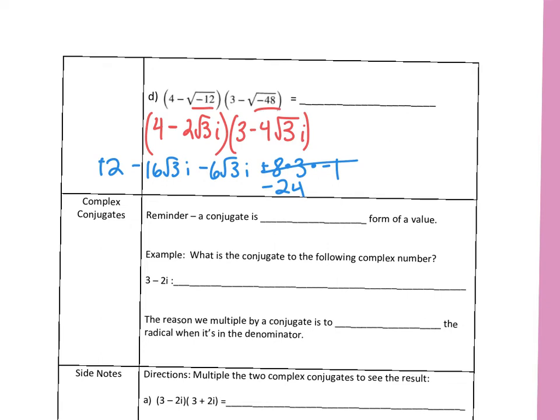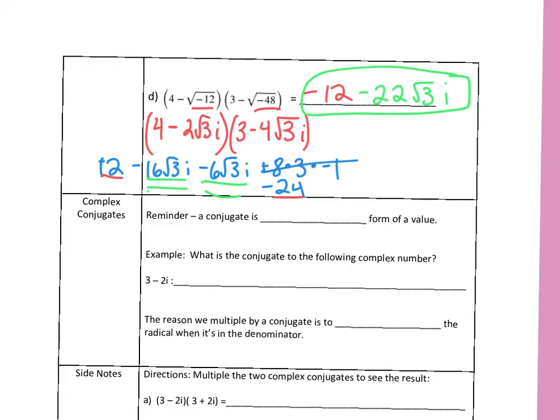Now I'm going to combine my like terms. So positive 12 minus 24 is negative 12. I was thinking ahead. Okay. And then negative 16 square root of 3i minus 6 square root of 3i. Good. Questions on that one? Anybody get that one perfectly? Okay.